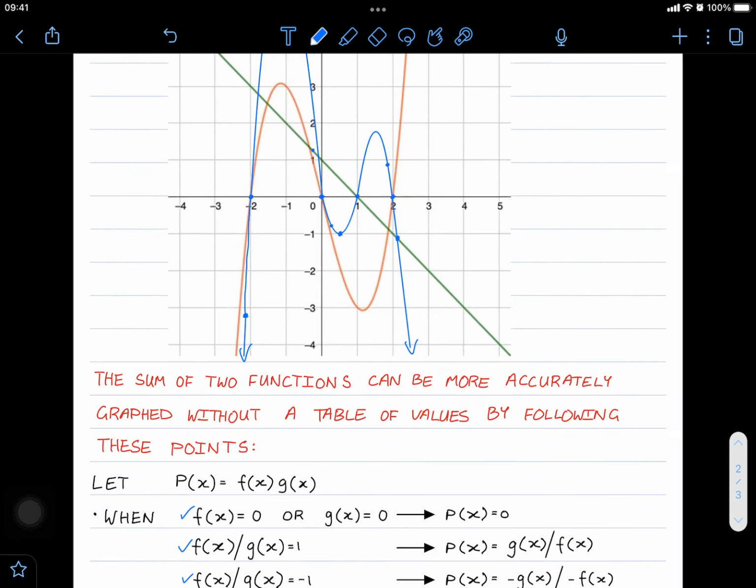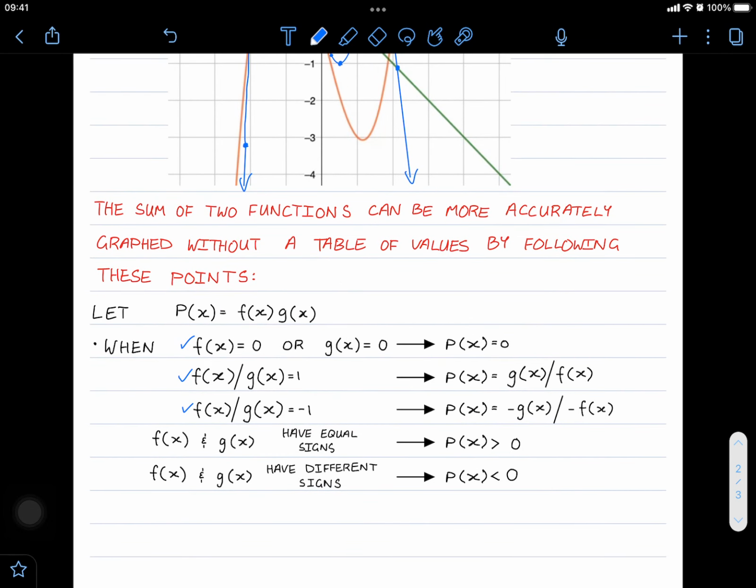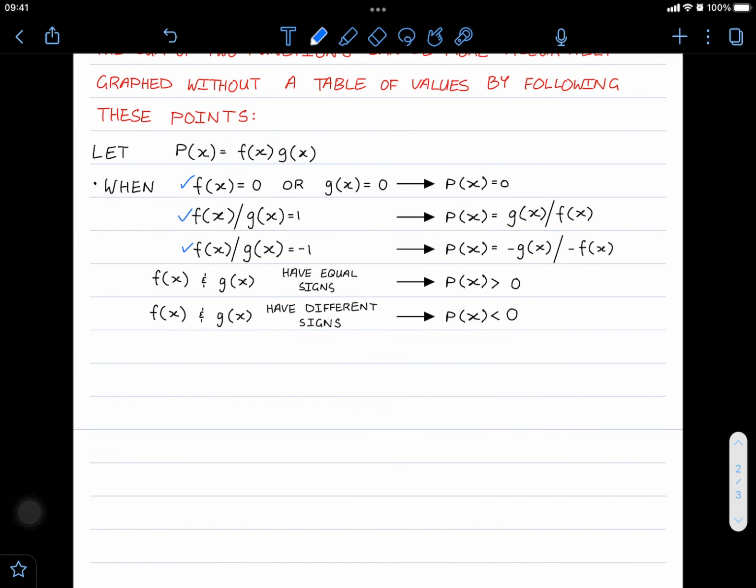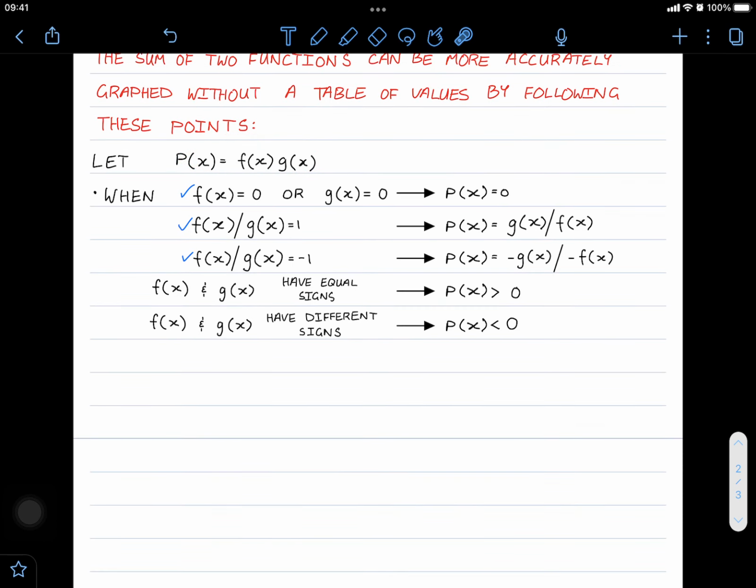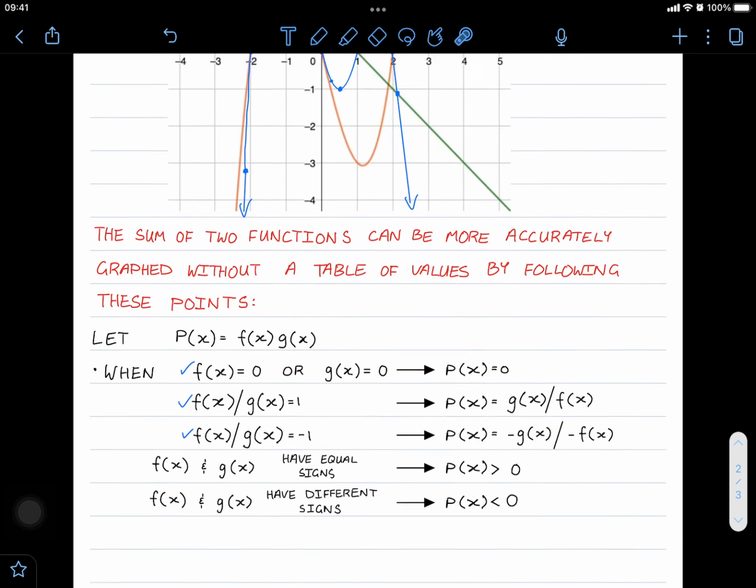And yeah, hopefully that gave you an insight into how we might use the features of the graph, as well as these rules here to sketch the product of 2 functions.